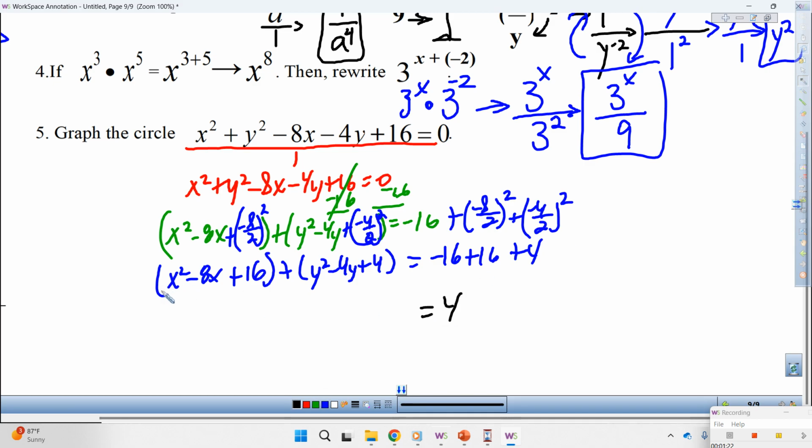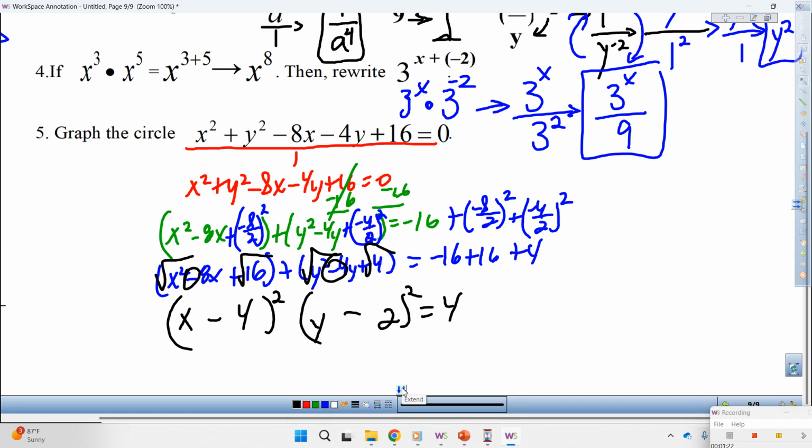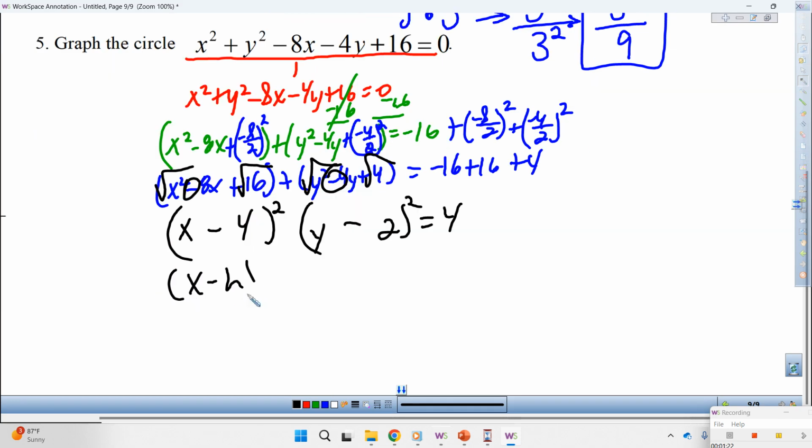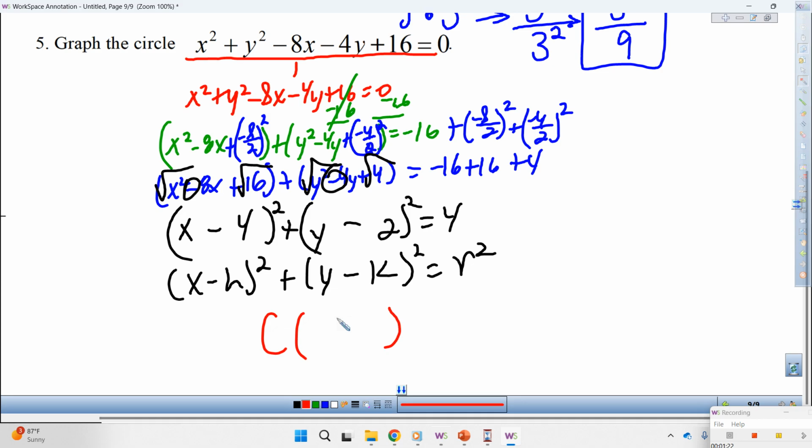I'm going to do the factoring here, might as well. X, 4, sign of the middle, squared. Y, 2, sign of the middle, negative, squared. That's my standard equation. So, does it look like that? Yes, Mr. Q. That means that my center is what? My center is 4, 2. And my radius is 2.